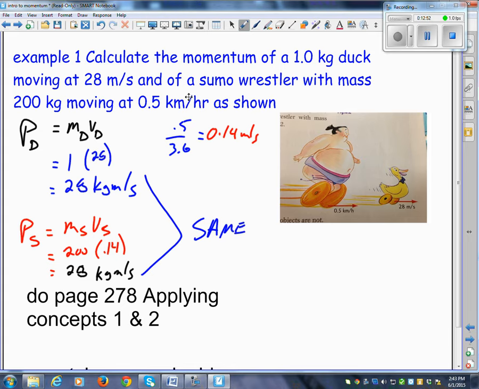Why did I get two different things? It's 28 times 3.6. Yeah, 100. You get hit by a 1 kilogram duck moving at 100 kilometers an hour, it's going to hurt the same, have the same effect as a 200 kilogram sumo wrestler lumbering down the street. Okay? Momentum is dependent upon both mass and velocity. That's the main idea of that.